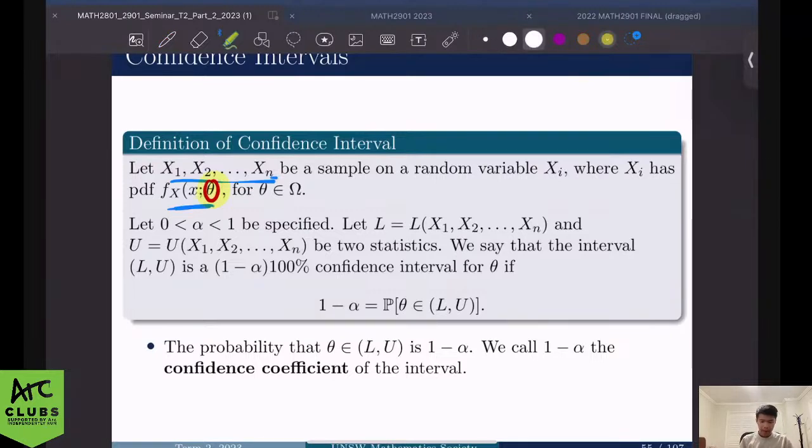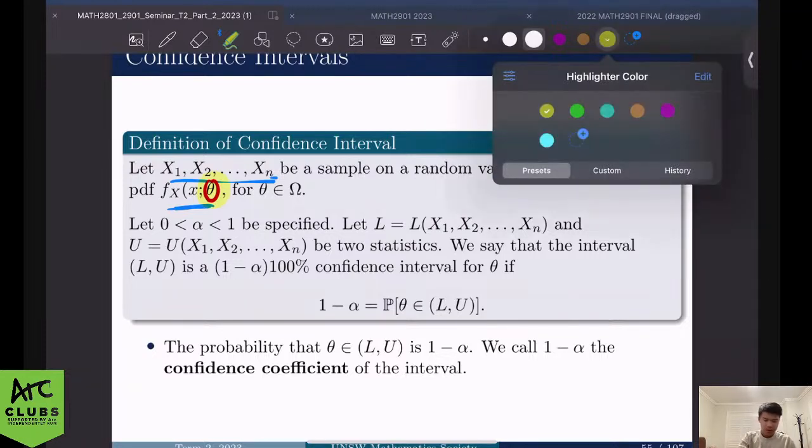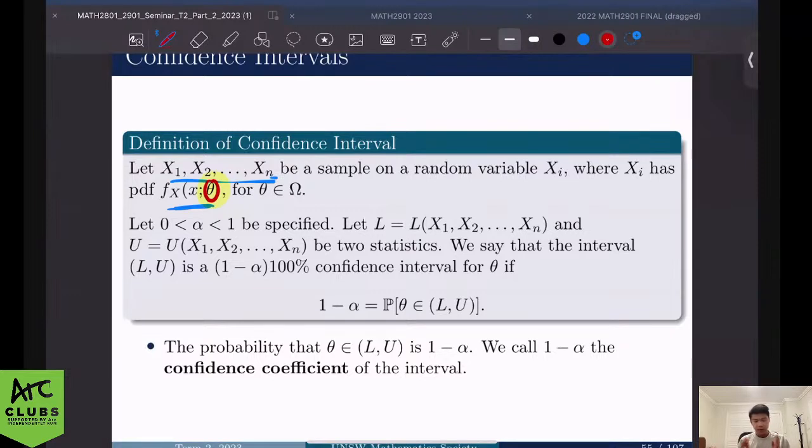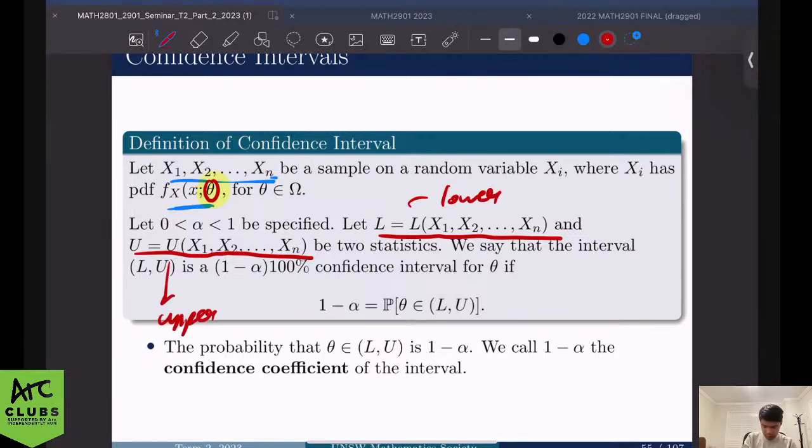Yeah, and we specify what's called alpha. It's often called alpha, which is like a level of error that you're comfortable with. And you say that the interval, like L and U, stands for lower bound and upper bound. We say that it's a 1 minus alpha times 100% confidence interval for theta if the probability of it lying there is equal to 1 minus alpha. Okay.